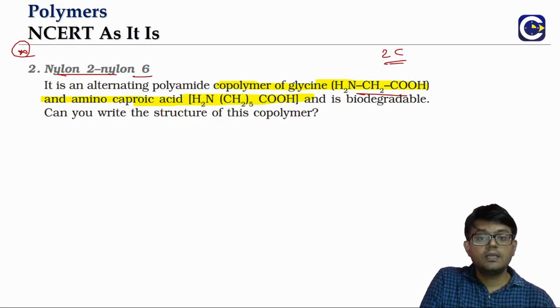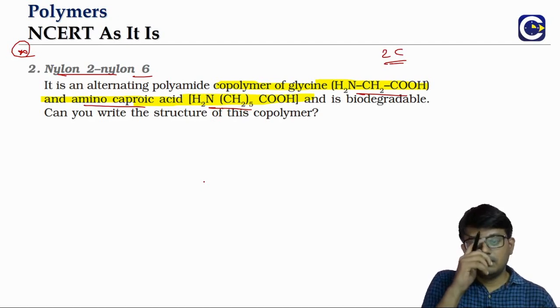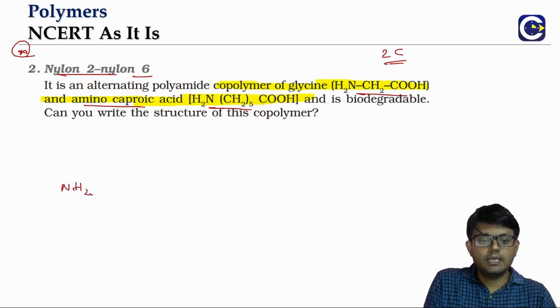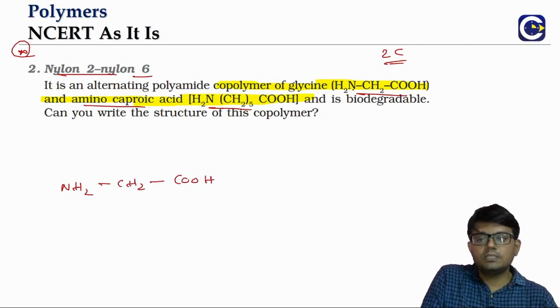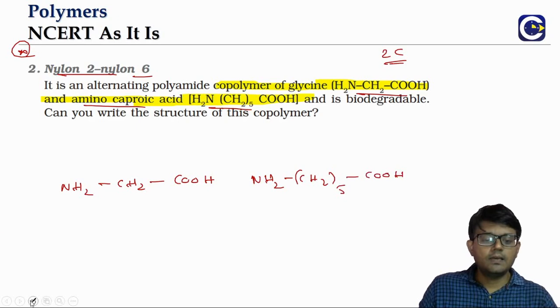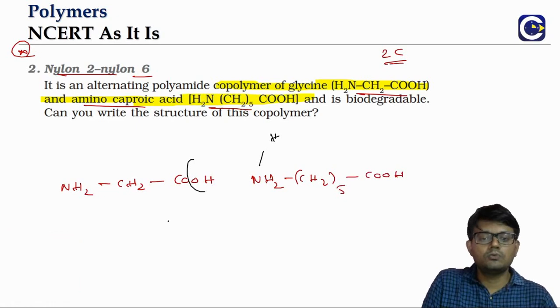NH2CH2COOH, glycine, with amino caproic acid. Already we have talked about amino caproic acid. Remember, caprolactam, when you do hydrolysis, we will get what? Amino caproic acid. They undergo polymerization. So we'll see what will be the actual structure. NH2, CH2, COOH. So this is the glycine part. Then we will write the amino caproic acid, CH2 5 times COOH. So here we will remove the hydrogen from the amino group and OH from the carboxyl group.